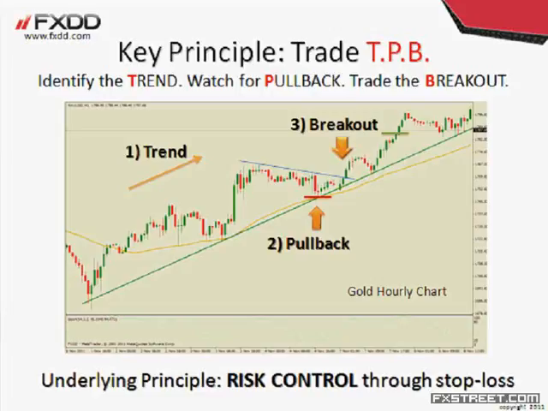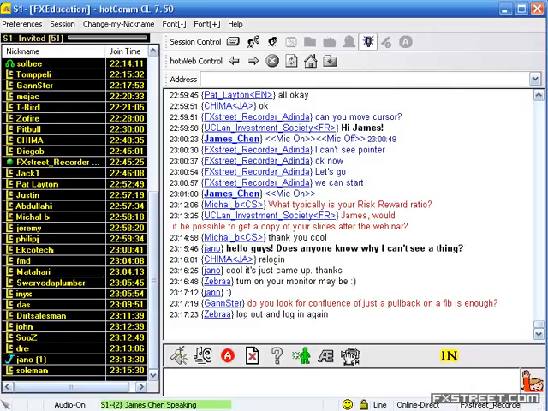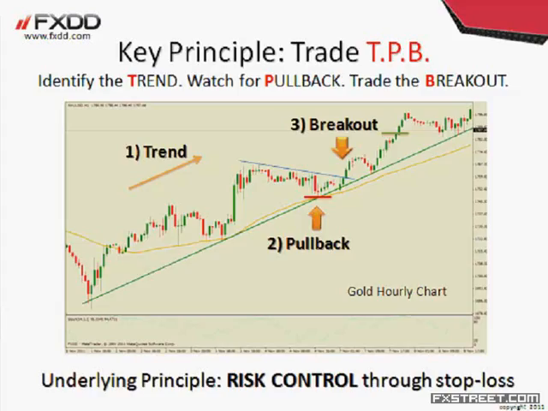Gamster asks, do you look for confluence of just a pullback on a fib is enough? No, I do not. Gamster, great question there. Am I looking for a confluence of just a pullback on a fib? No, I'm not. And for this particular strategy and approach, I'm not even using Fibonacci's. I just use that as an example to show that a lot of people will say I'm looking for a trend and I'm looking for a pullback to some Fibonacci number, and I'm gonna trade based upon that pullback. Well, you really don't know.